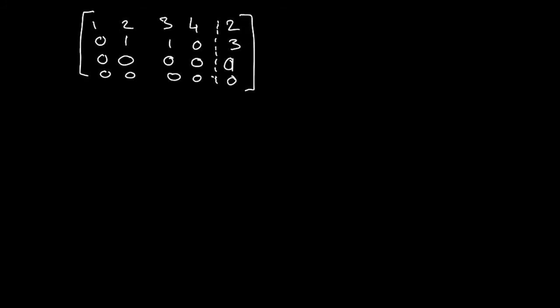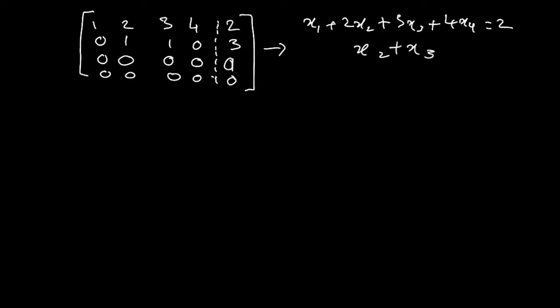So as you see, here is another example of a matrix that has infinitely many solutions. Let us write the equations associated with this matrix. So the first equation is x1 plus 2x2 plus 3x3 plus 4x4 equals 2. And the second equation is x2 plus x3 equal. So just two equations in this particular system of equations. Now you will see that that's all we have.